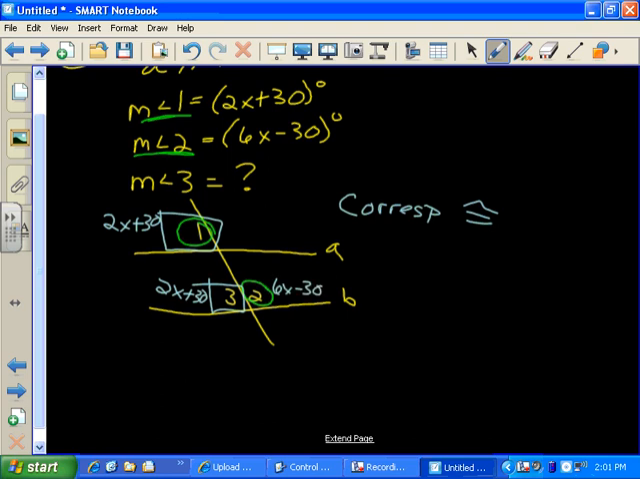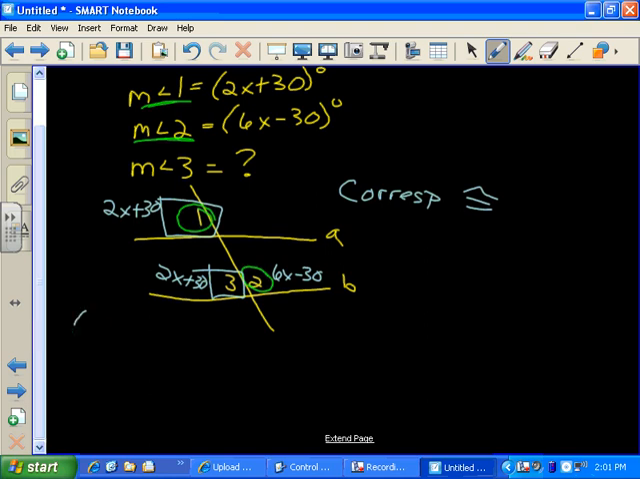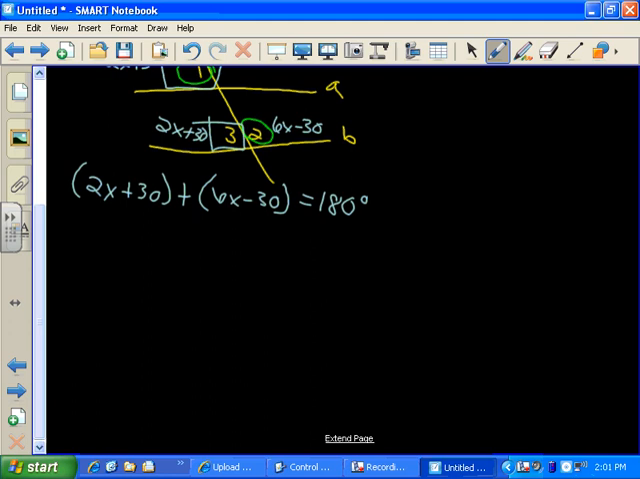And now what do you see about angle 2 and angle 3? You notice anything? Yes, they're on a straight line, and since they're on a straight line, that makes them supplementary. Beautiful. So we're going to have a little fun with algebra here. We have 2x plus 30 plus 6x minus 30 is in fact equal to 180 degrees. Right? And if those two are supplementary, they add up to 180.